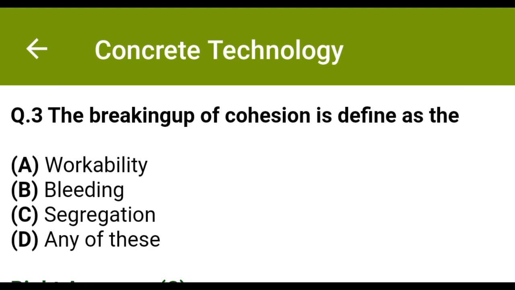The breaking up of cohesion is defined as: option A, workability. Option B, bleeding. Option C, segregation. Option D, any of these. The correct answer is option C, segregation.